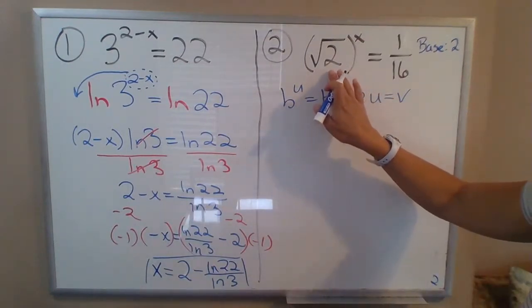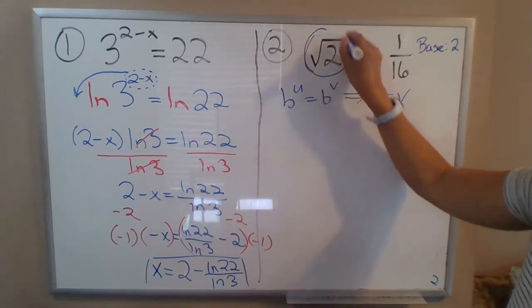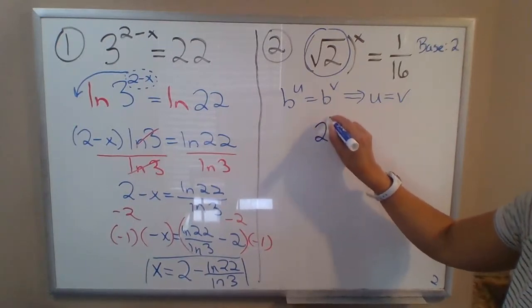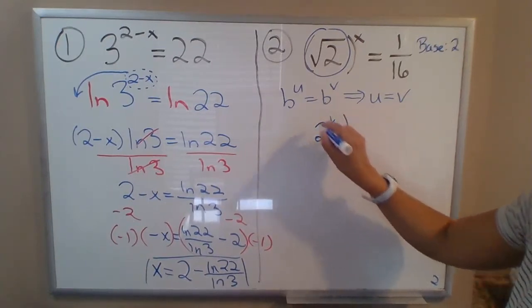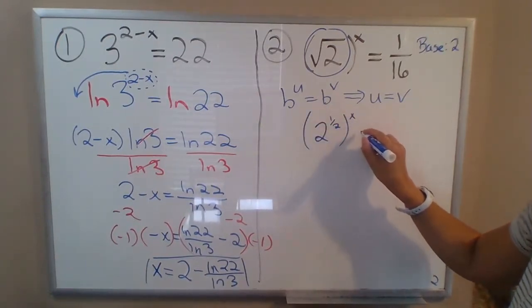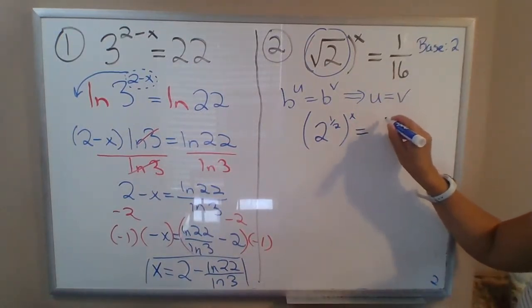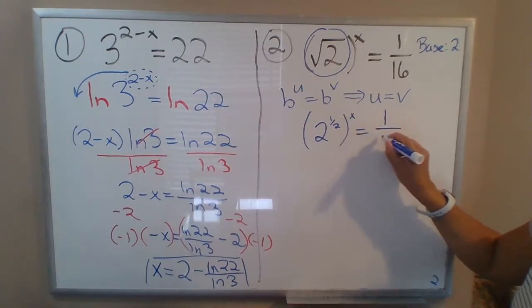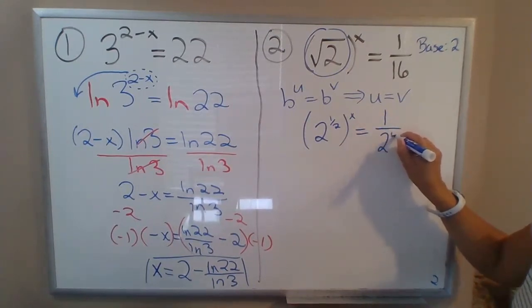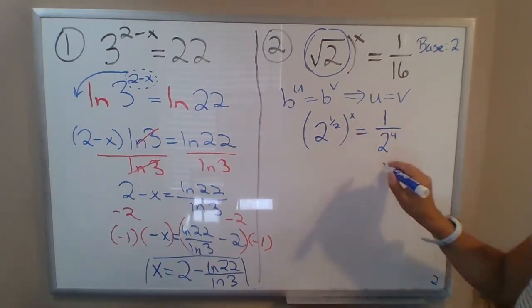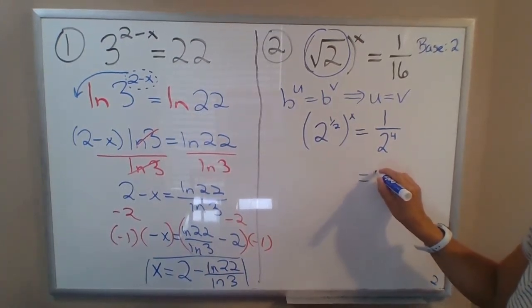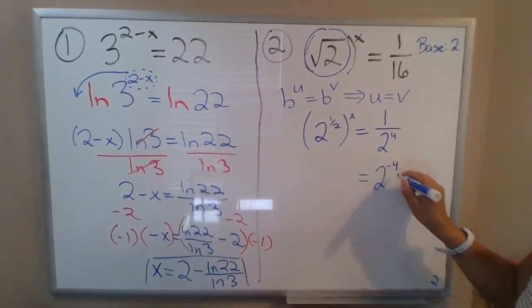We can express the square root of 2 as 2 to the 1/2. So we've got 2 to the 1/2 raised to the x. Now the 16 on the other side here. Well, 16 is a power of 2. It's 2 to the 4th. And if it's in the denominator, we can write that as 2 to the -4.